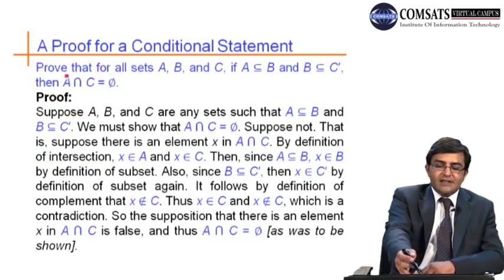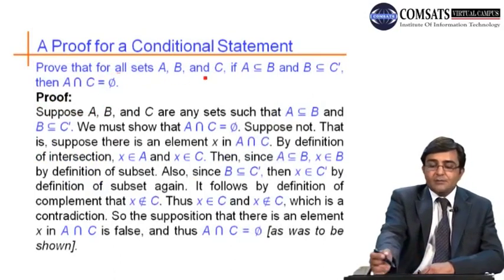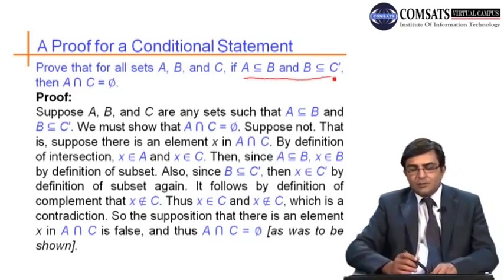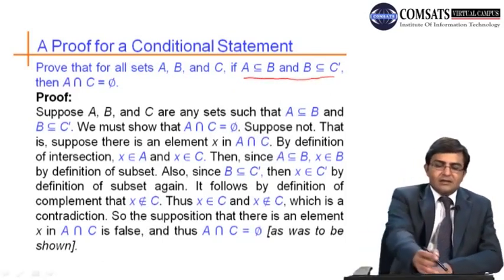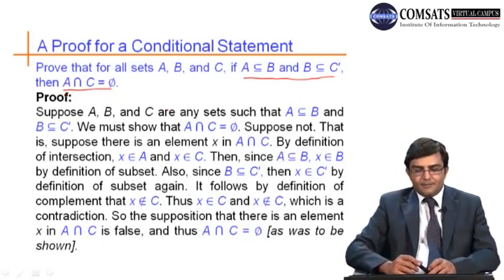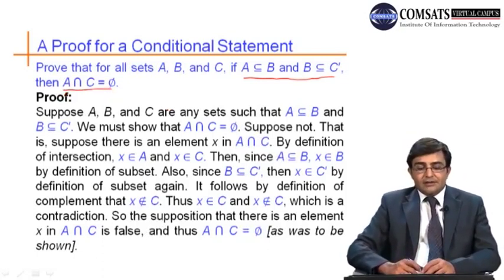Prove that for all sets A, B and C, if A is a subset of B and B is a subset of C complement, then A intersection C is phi. So what is the proof of this universal conditional statement?